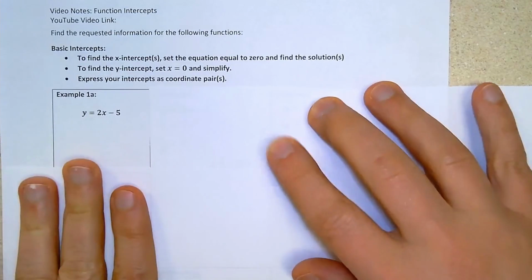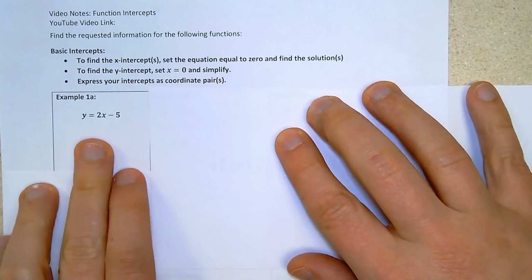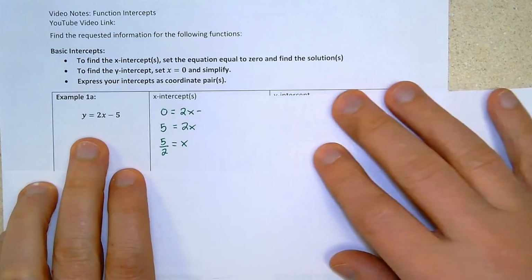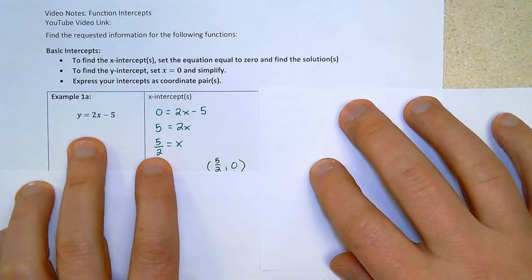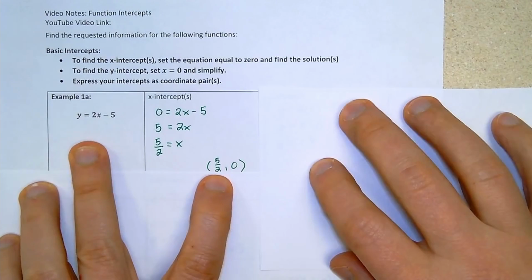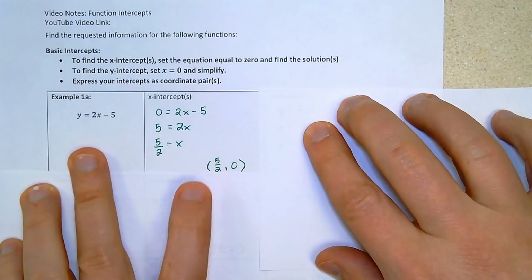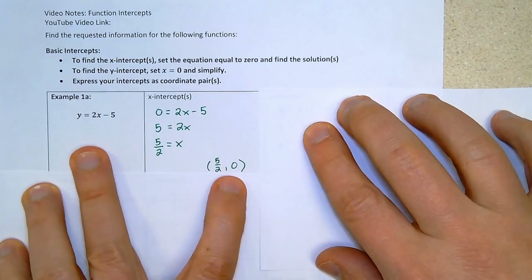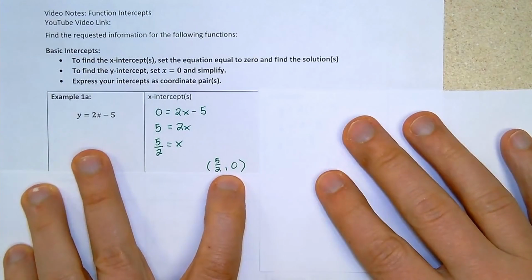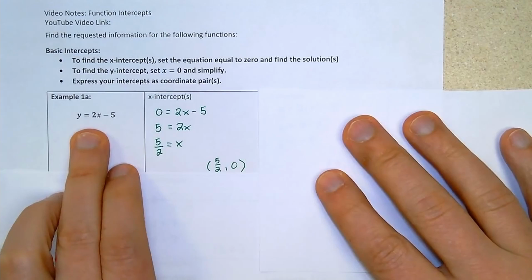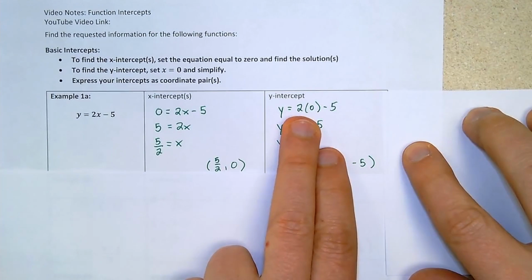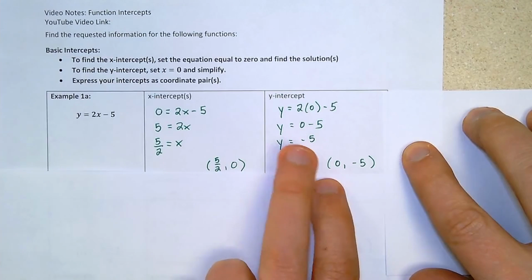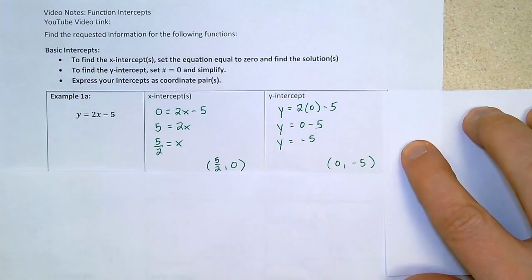So in the most basic function, here we go, y equals 2x minus 5. To find the x-intercepts, we are going to set the equation equal to 0 and add 5 to both sides, divide both sides by 2, and we express the x-intercept as a coordinate pair, x comma y. Finding a y-intercept, we are going to set the equation equal to, not equal to 0, we're going to set the x value equal to 0, and then we'll simplify the expression. So we plug 0 in for x, simplify, and we get a y-intercept of 0 comma negative 5.